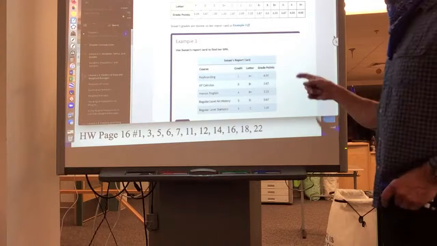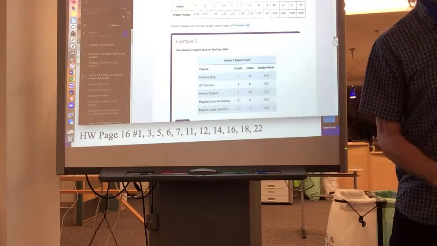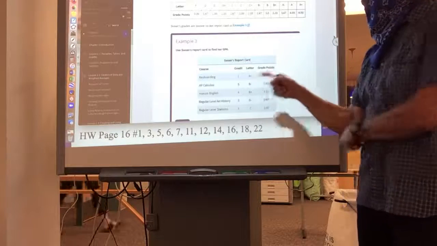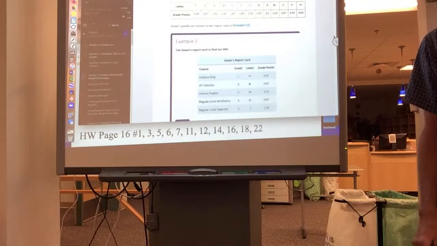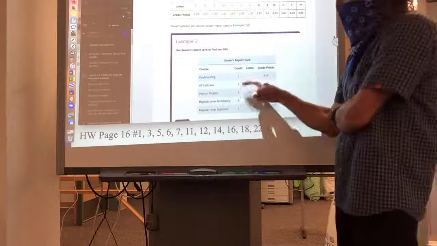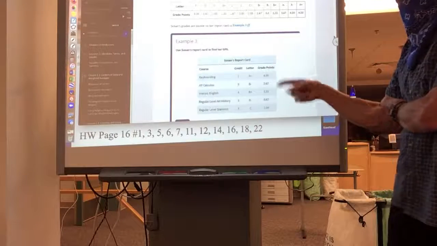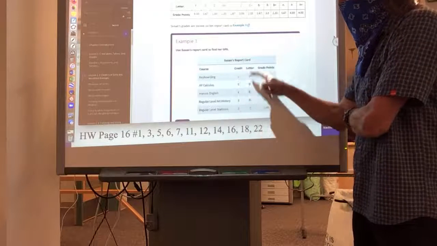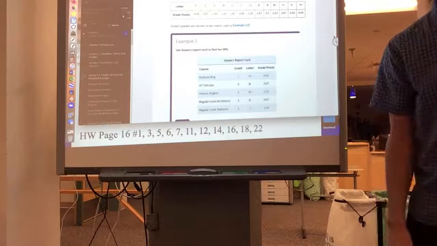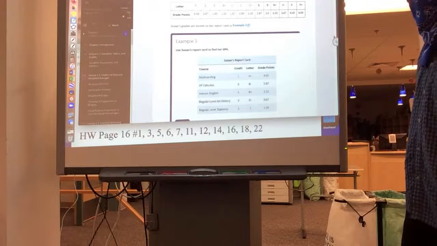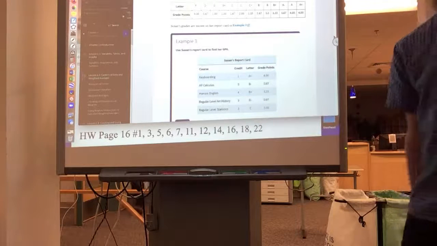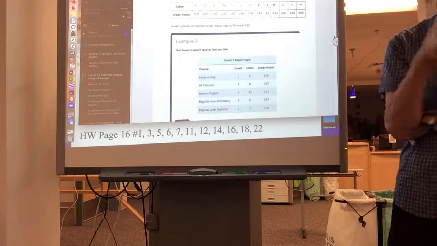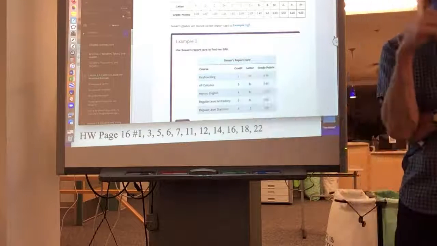But we can't just add all these up and divide by 5. The reason we can't do that is because calculus has to count as 5 times as much as keyboarding does. So any one of these classes is like a fraction of the whole. In this case, calc is 5 out of a total of all of these credits, which I think is 16, isn't it? 9, 10, yeah. So the calculus influences the grade 5/16. The keyboarding influences the grade 1/16.